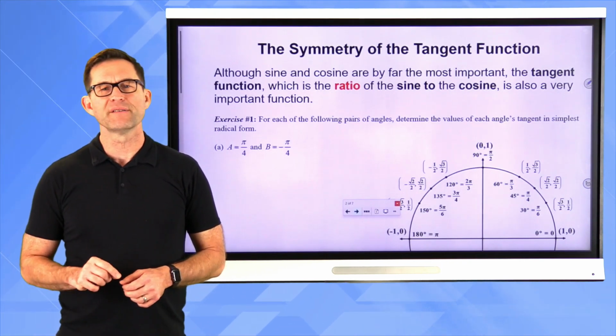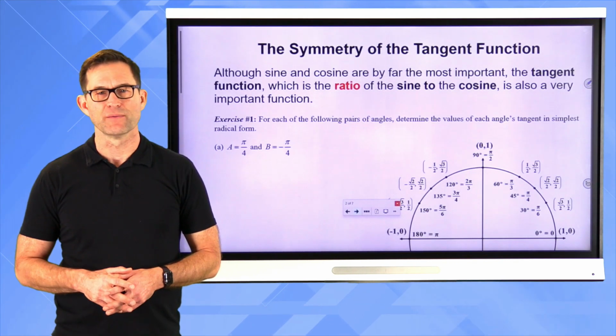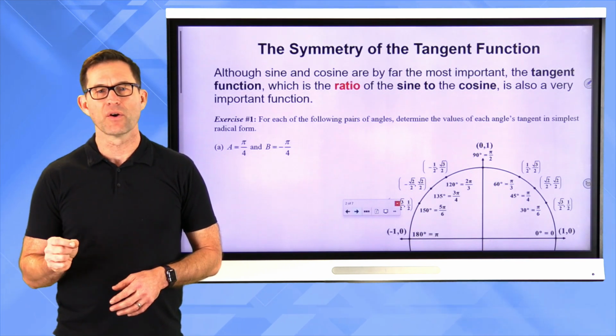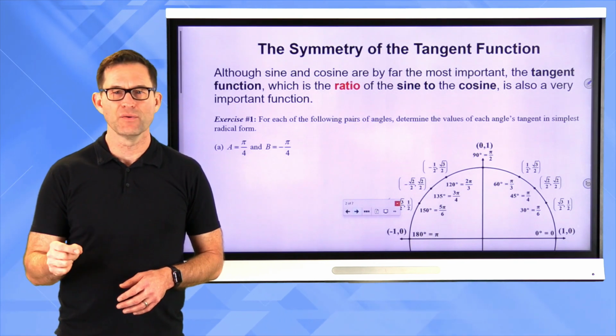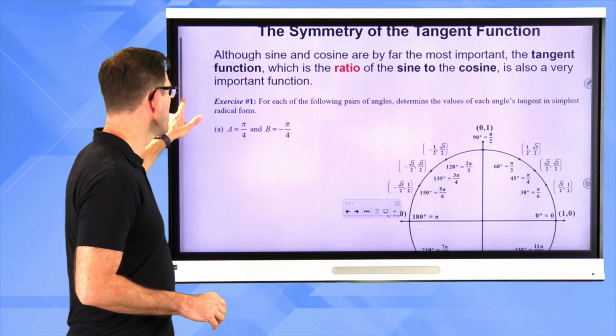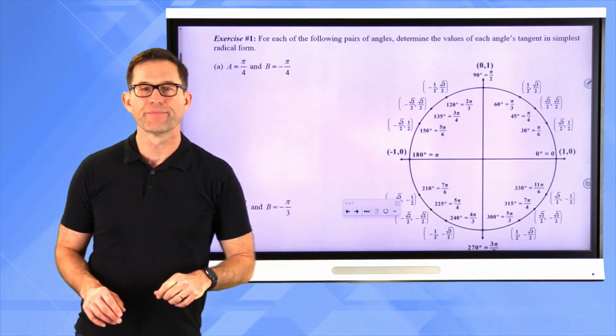We're going to begin by discussing the symmetry of the tangent function. Although sine and cosine are by far the most important, the tangent function, which is the ratio of sine to the cosine, is also a very important function. So let's take a look at exercise number 1.